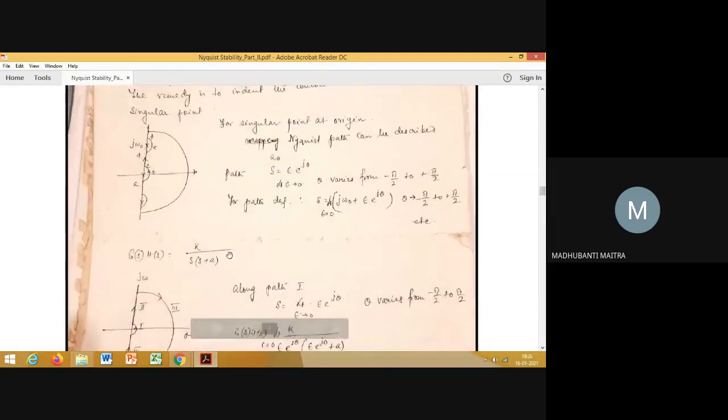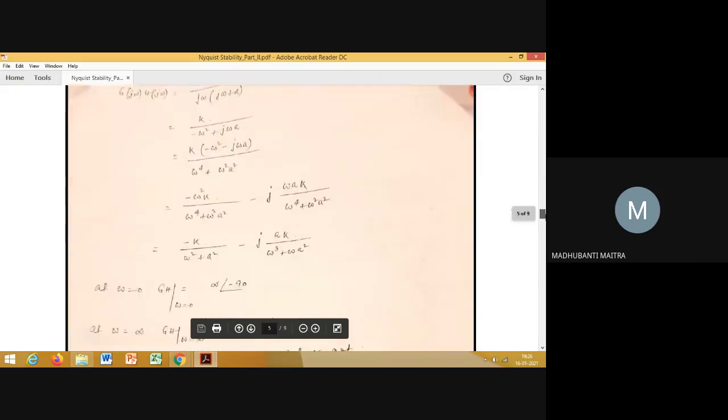And at the other extreme point, when omega is equal to infinity, GH j omega will be K by j omega into j omega plus A. Since omega is tending towards infinity, this term is negligible with respect to this. So K by j omega into j omega. So we are getting two j's, but omega is tending towards infinity. Hence the magnitude of GH j omega will certainly be 0, whereas the phase angle will be equal to minus 180 degree. So at omega equal to infinity, GH j omega will be 0 angle minus 180 degree.